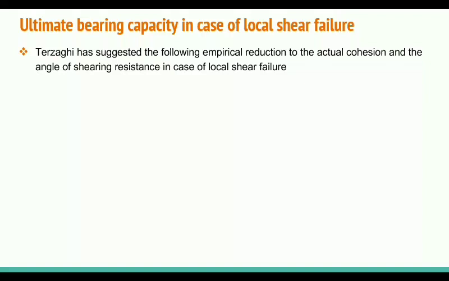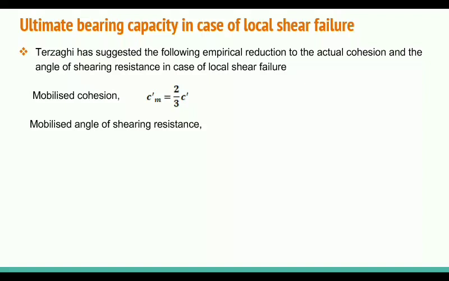So in 1943, Terzaghi gave some empirical relations to calculate the ultimate bearing capacity in the case of local shear failure also. For the case of local shear failure, we can apply mobilized cohesion c'm, that is 2/3 c', and mobilized angle of shearing resistance, phi'm, which is equal to tan inverse of (2/3 tan phi').